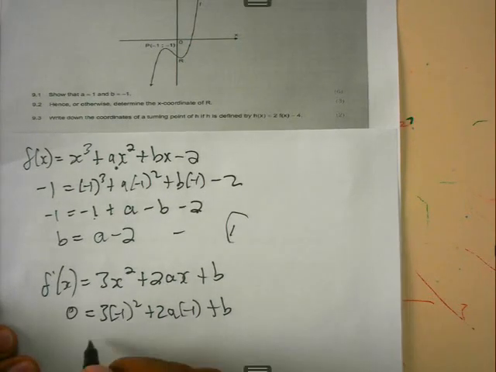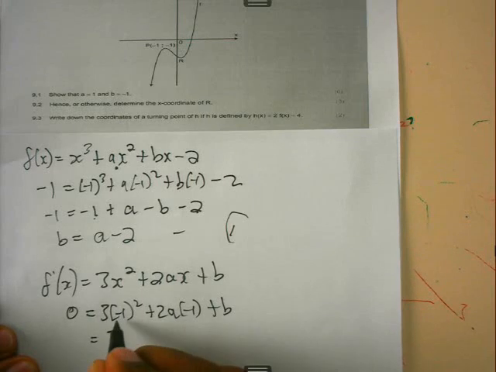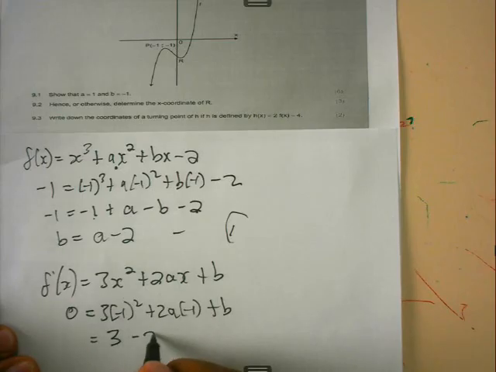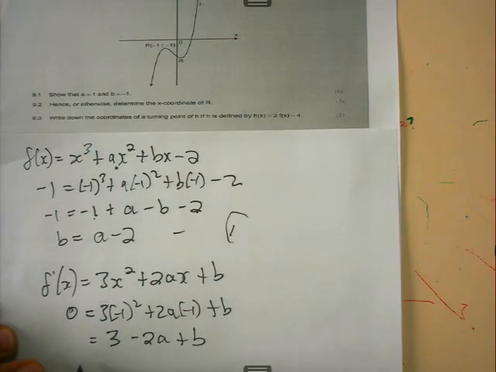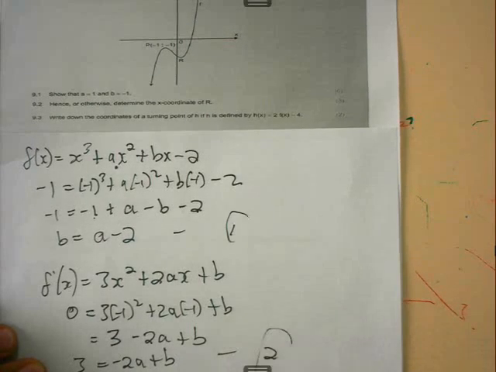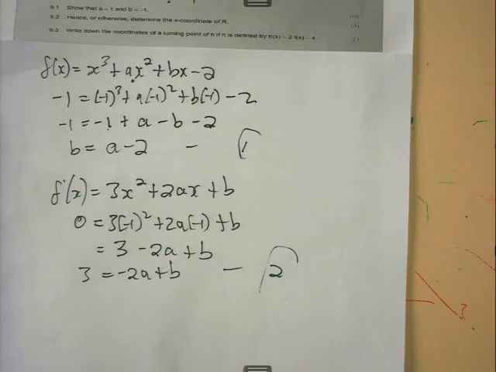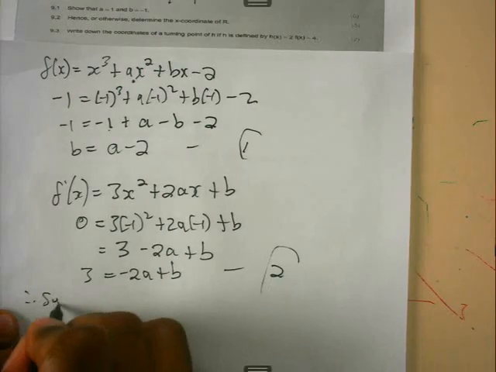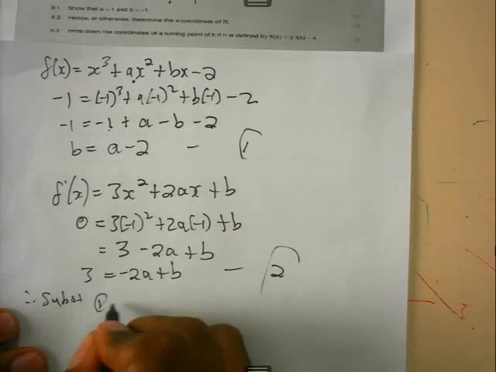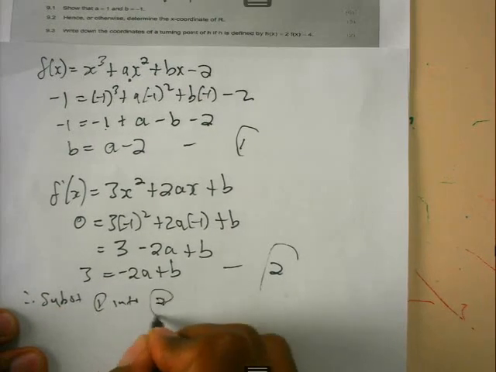And then, of course, from here now, we are going to have negative 1 squared is 1. 1 times 3 is 3. Then minus 2a plus b. Of course, I can take 3 to the other side. That will be 3 is equal to minus 2a plus b. Then I can now name this one as my second equation. Now, the next thing, let us substitute equation 1 into equation 2.